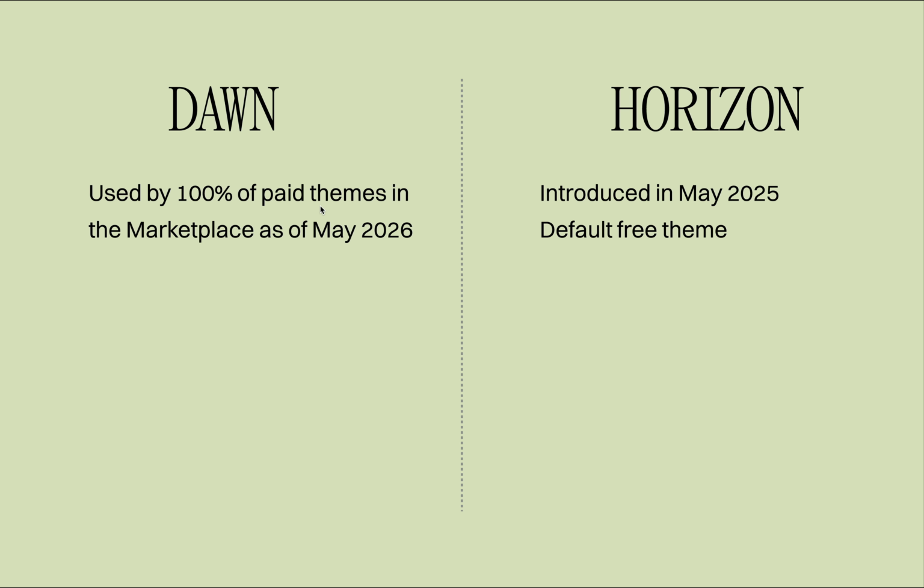But Horizon was introduced in May 2025 because it is a completely new architecture. It is not yet adapted by the existing paid themes, and there isn't an easy upgrade path from Dawn to Horizon. Hence, at the moment, the Horizon architecture is only available via the free themes provided by Shopify. In fact, when you install a new Shopify site, the default theme is called Horizon.